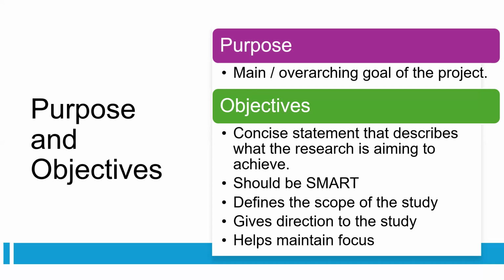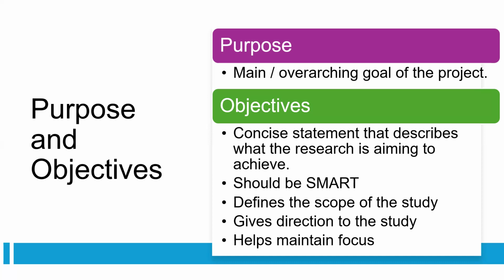Many times we can get confused, which is a normal part of your growing. So when you write your objectives, ask yourself, are these specific? Are they measurable? Are they achievable? Are they realistic? And are they time-bound? A good research objective will define the scope of the study. It will give direction to the study. It will help maintain focus and avoid diversion. It minimizes wastage of resources like time, money, and energy.